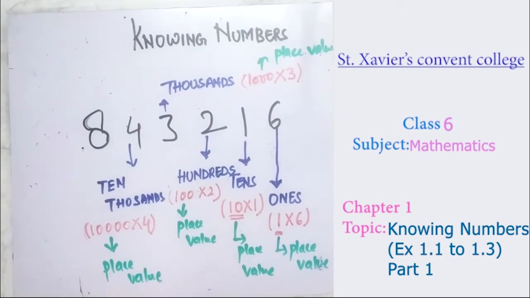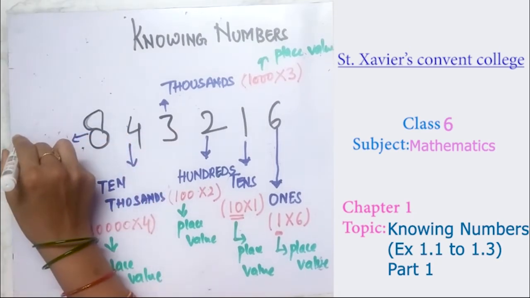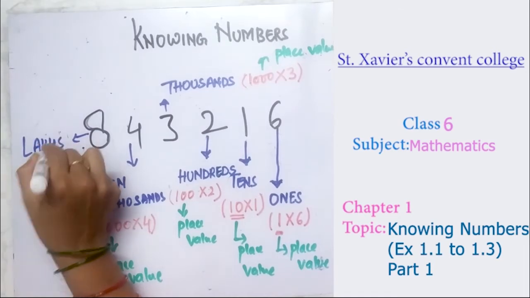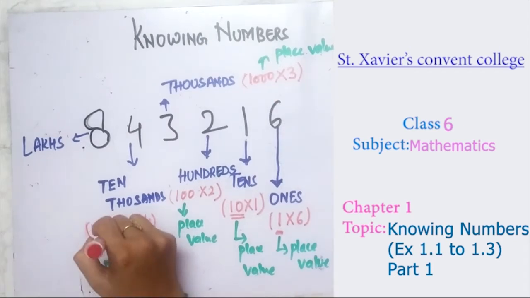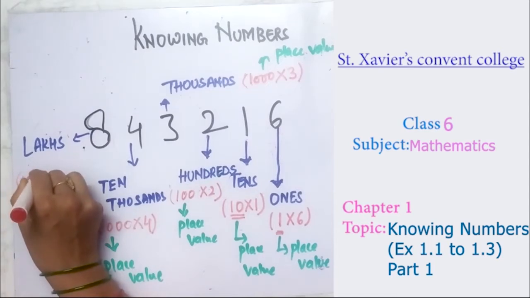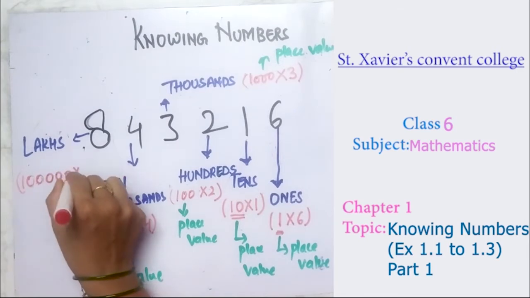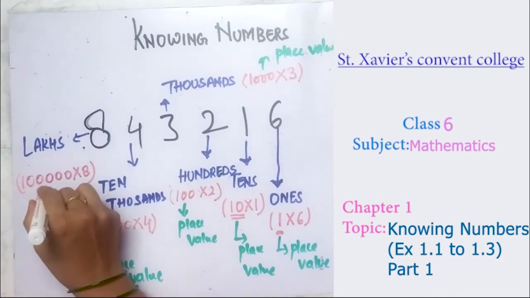Now the next is 8. 8 stands for lakhs. And the lakh position has how many zeros? 1000 has 3 zeros, 10,000 has 4 zeros, so lakh has 5 zeros, 1, 2, 3, 4 and 5, into 8. And this 1 lakh is the place value.